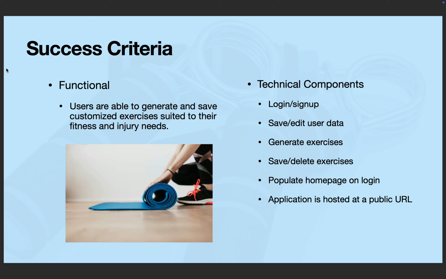So general success criteria, since this isn't a tool that will be used for an existing business, it's a new application. The overall functional success criteria is that it works for the objectives that we set out. So users can input their information, generate exercises that are tailored to them specifically, and save those exercises to their accounts. The technical components just break down that functionality into the subcomponents.